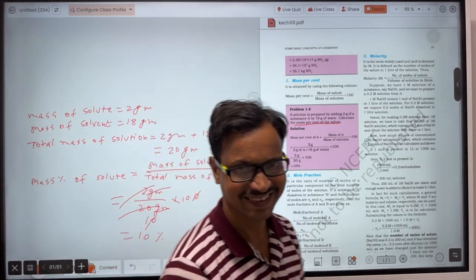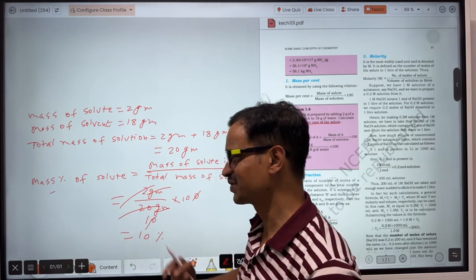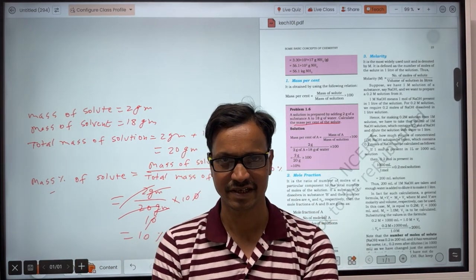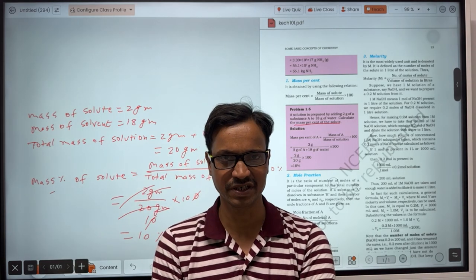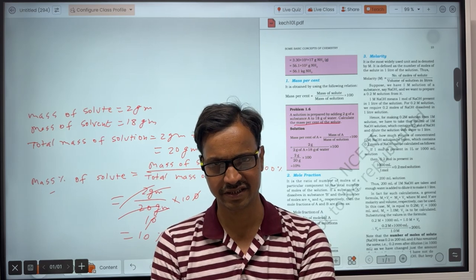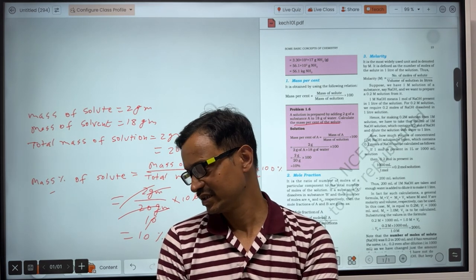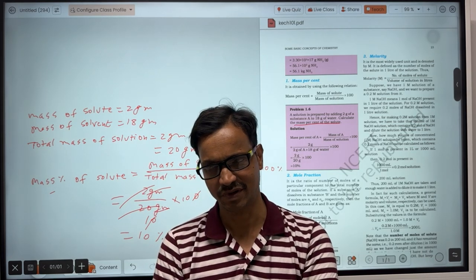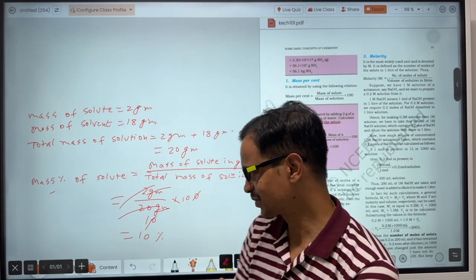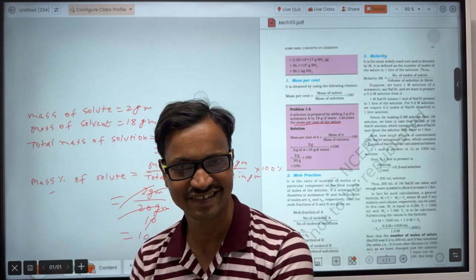That is clear? Anyone tell what will be the mass percentage of solvent? So here it's a binary solution. Binary solution means in this solution there are only two components, one the solute and the other the solvent. So when we add the mass percentage of solute and the solvent, it will become 100. So mass percentage of solute is here 10%, so mass percentage of water will be 90%.